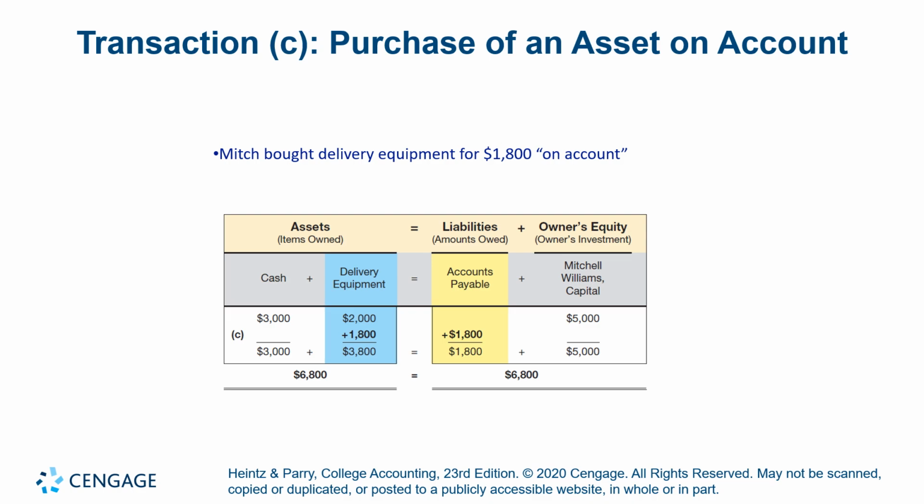So again, if we bring those totals down, 3,000 plus 3,800 gives me 6,800 on the asset side, and then over on the other side, our liability and owner's equity side, we see that our totals do add up to 6,800.